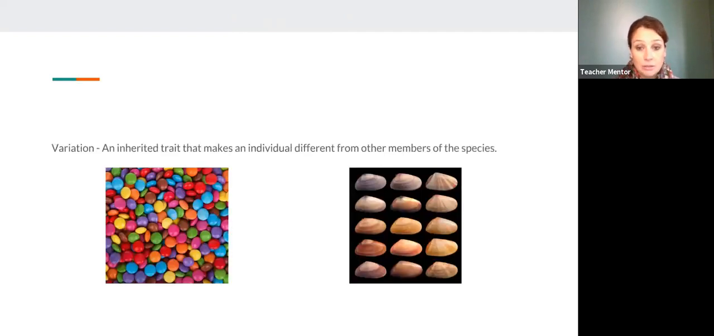Okay, and variation. There's always variation in species. So variation is an inherited trait that makes an individual different from other members of their species. Color is one of the easiest variations to spot. So again, I would say that those are Skittles or M&Ms or something. Their variation is obviously color. Each one is colored different. And then seashells are beautiful in their own right, with each one being a little varied from the next.